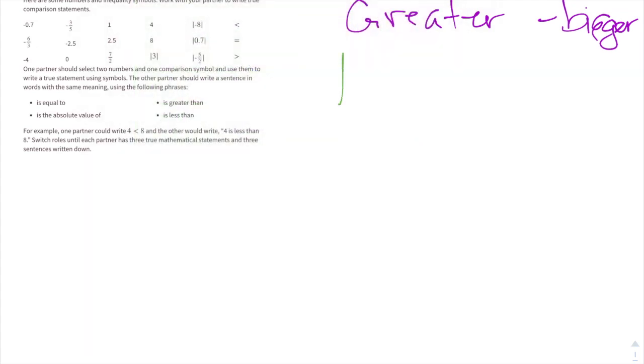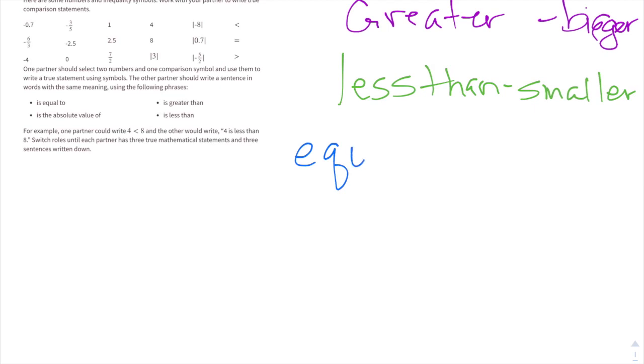All right, so we are going to work on comparing numbers based on our now new understanding of absolute value. Earlier we've talked about greater than. That's going to mean bigger. We can talk about less than. Smaller. We can talk about equal to. That's the same.